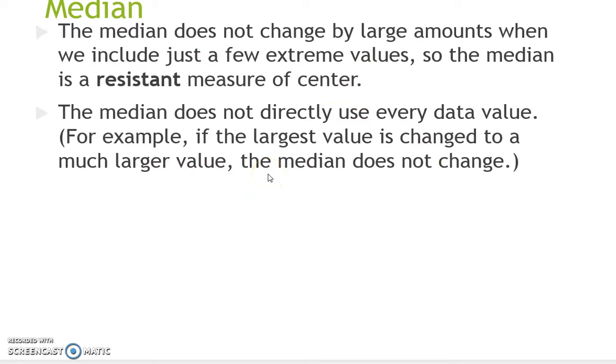Now, some important properties. Median is a resistant measure of center, which means the median will not be affected by extreme values. And a median does not directly use every data value. It basically uses the middle one or the middle two. That is convenient, but sometimes it's also a disadvantage of the median as a measure of center.